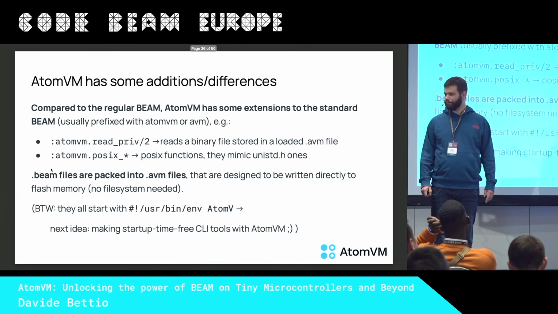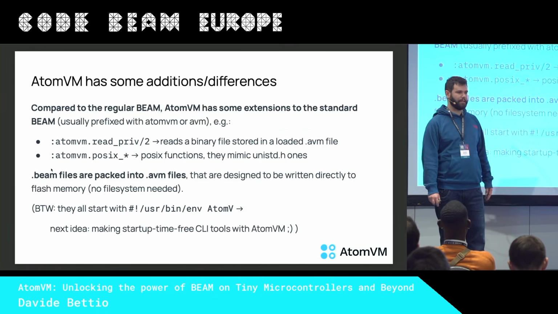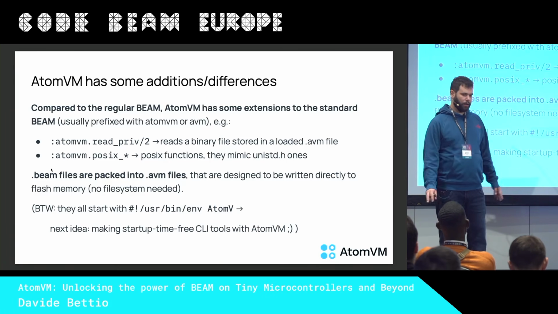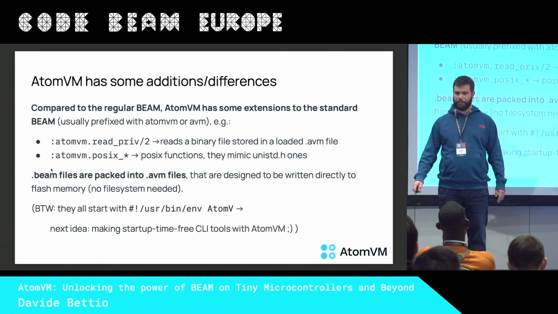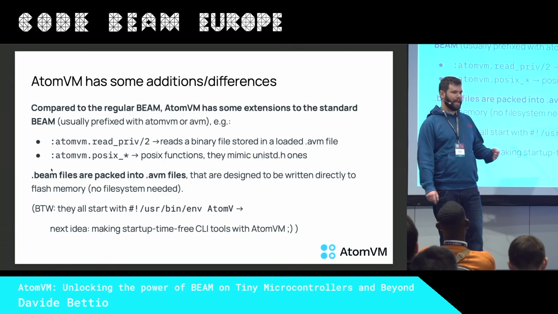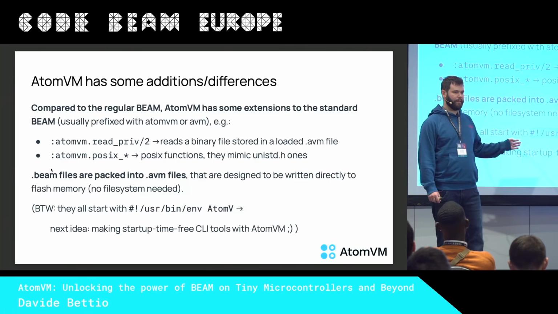And so I introduced right now some kind of extension to the standard Beam, because stuff like mDNS or the HTTP server we use is not part of the standard Beam. But we have other differences and additions. One of them is that we don't ship to the device just the beam files, but we pack everything in something that we call an AVM file.